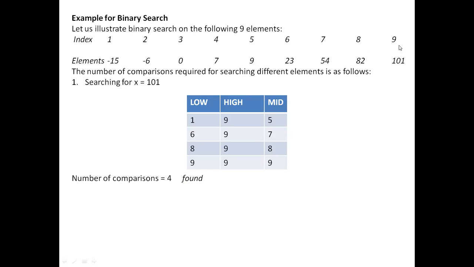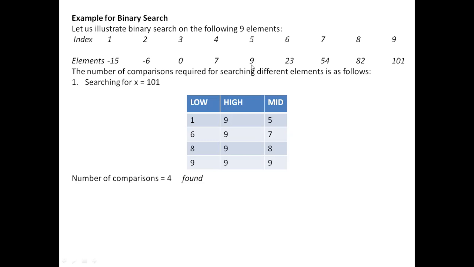So 1 plus 9, how much? 10. 10 by 2, 5. So low index is 1, high index is 9, so the middle index is equal to (1 plus 9) by 2, 5. I search for my 101 in the 5th index. In the 5th index, I'm having 9. But this 9 is less than 101.